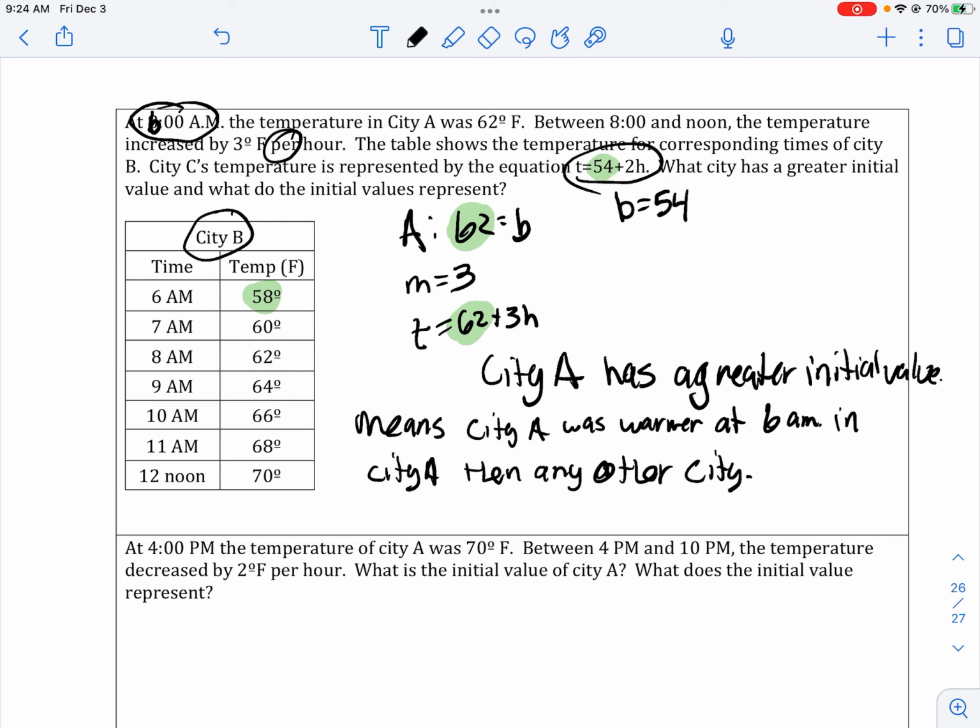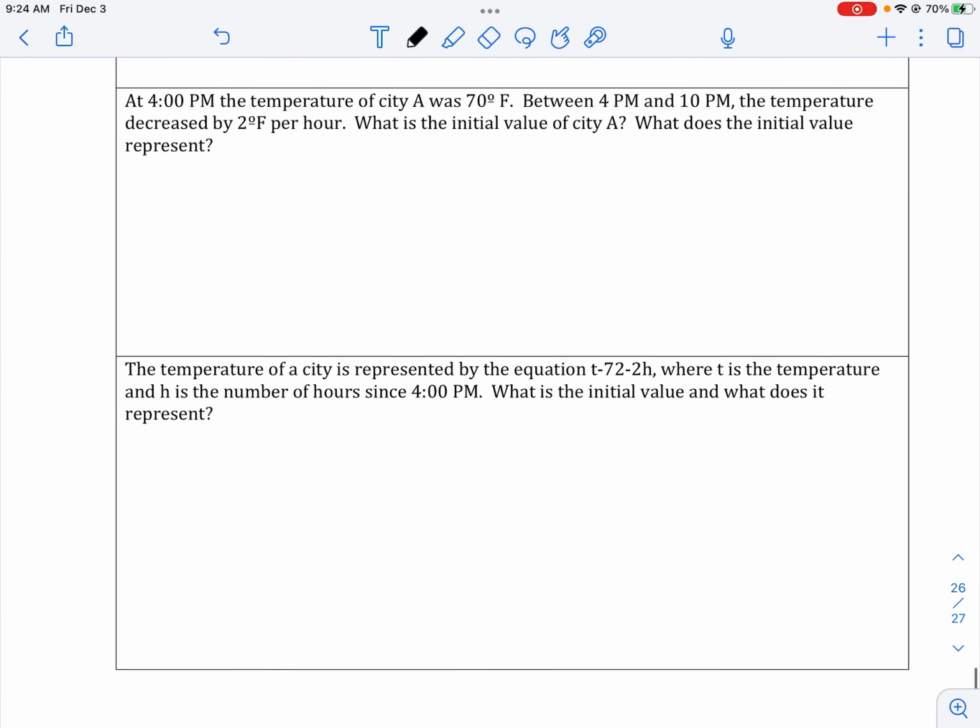That's what the initial value means, because it was our first temperature. It was our first measurement taken. It was 62 in city A, 58 city B, 54 in city C. So therefore, it was warmer in city A for our first measurement. So at 6 a.m. when we took the first measurement, city A was the warmest.